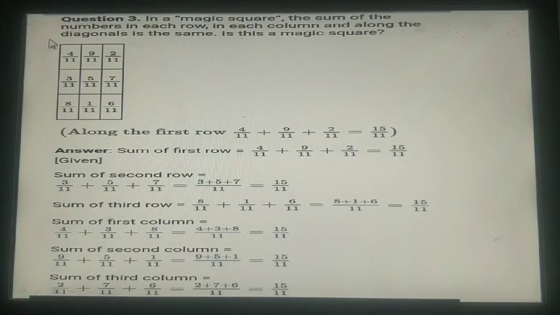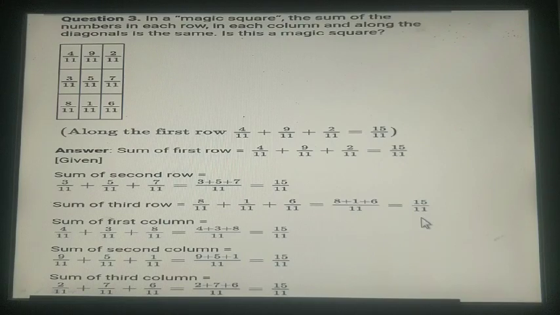Now we are going to check for each row and each column, right? So in the first row we have already written that the sum of 4 by 11 plus 9 by 11 plus 2 by 11 is 15 by 11. That is given to you. The next one, again, the sum of the second row is 3 by 11 plus 5 by 11 plus 7 by 11. Again it will be 15 by 11. The third row is 8 by 11 plus 1 by 11 plus 6 by 11. So your answer will be, again, 8 plus 1 is 9, 9 plus 6 is 15. So your sum is 15 by 11.